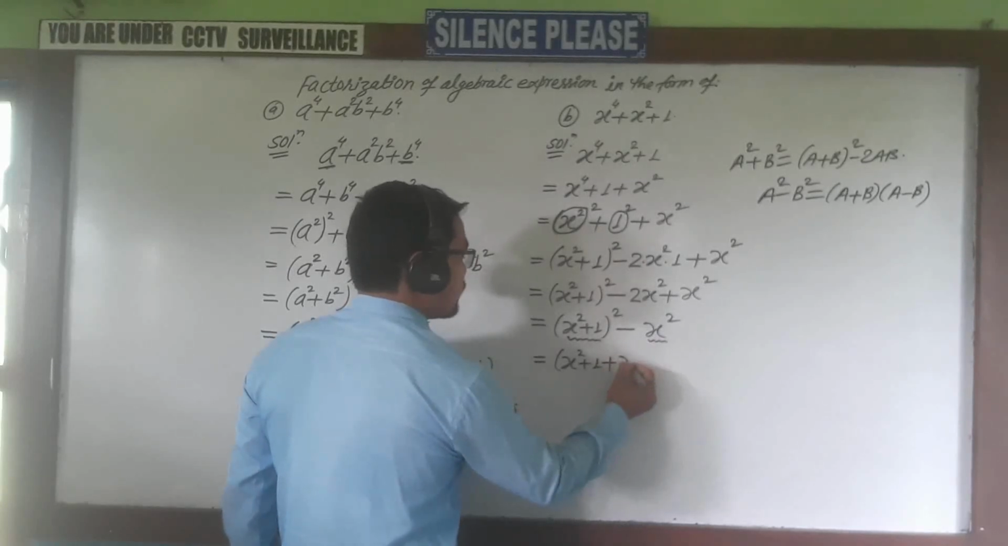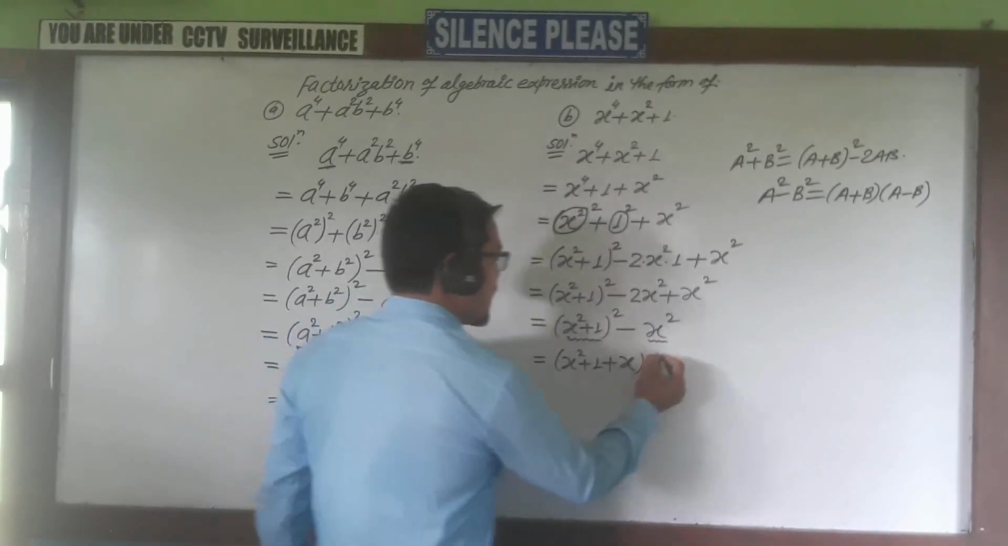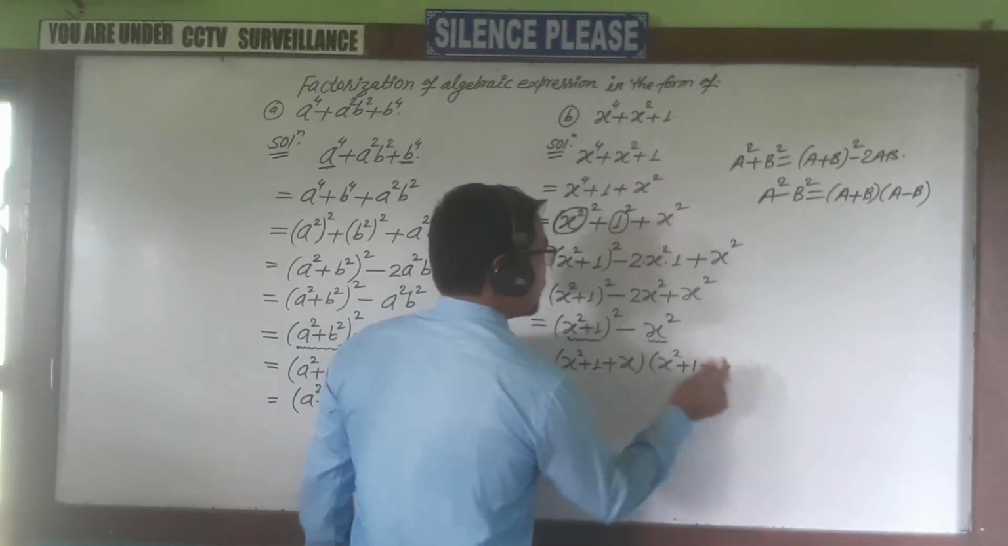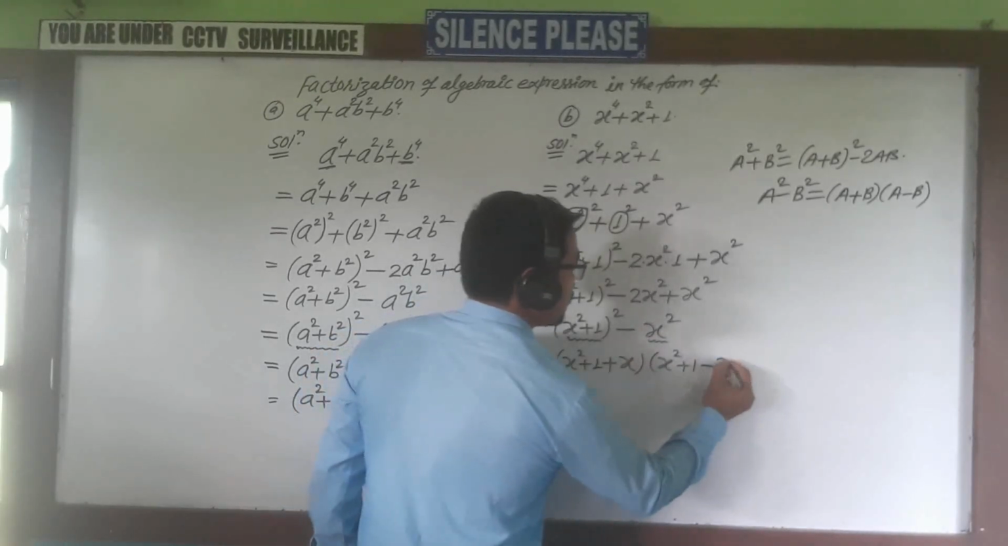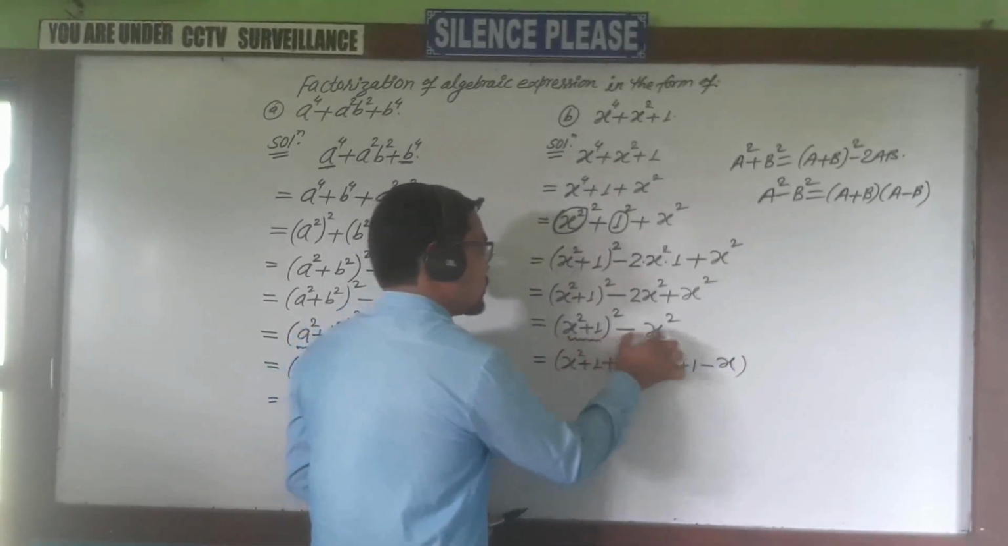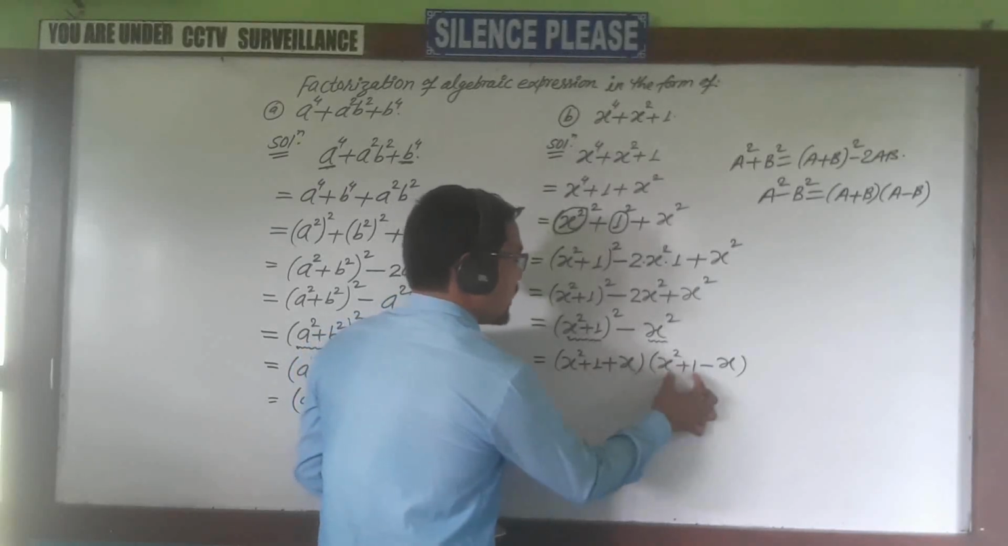B is here x, so we write that as a plus b. Now a minus b is x square plus 1, and b is here x, so we write that x. Once plus x, once minus x. That means a plus b, a plus b, a minus b.